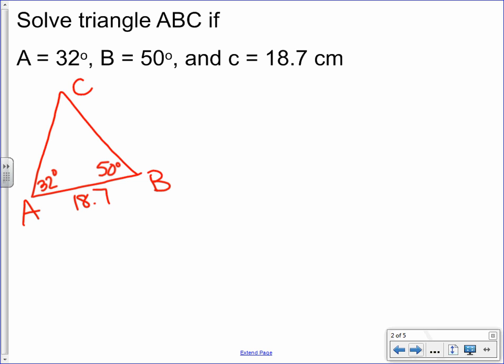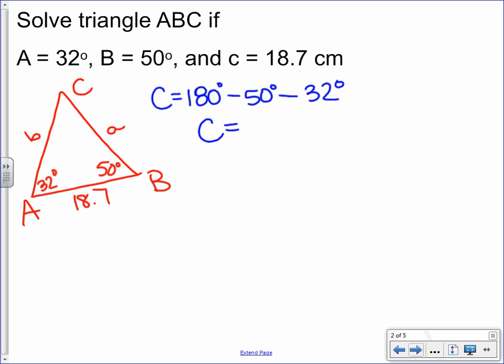So I'm just going to label some things here. Across from A is side A, across from B is side B, and then here's angle C. What's going to be the first thing we should find? Angle C. It's the easiest thing to find. We know that three angles should add up to be, okay, 180.